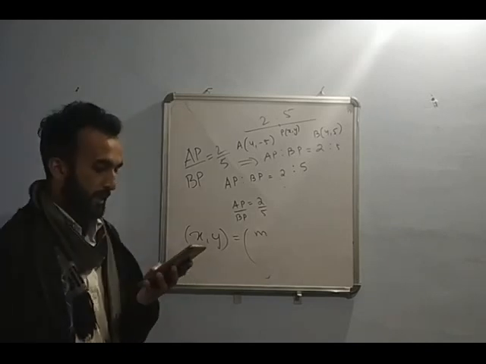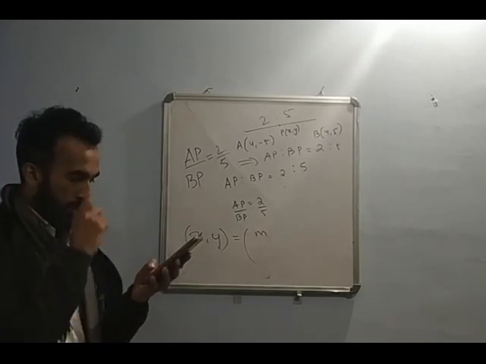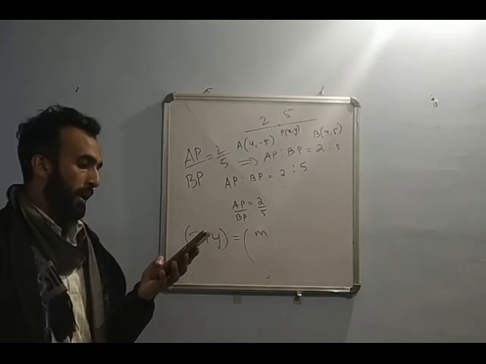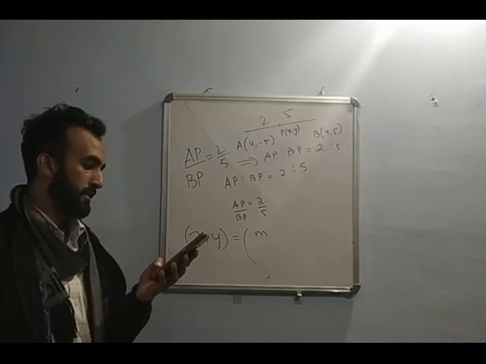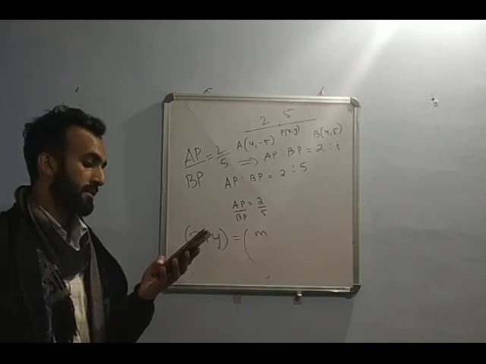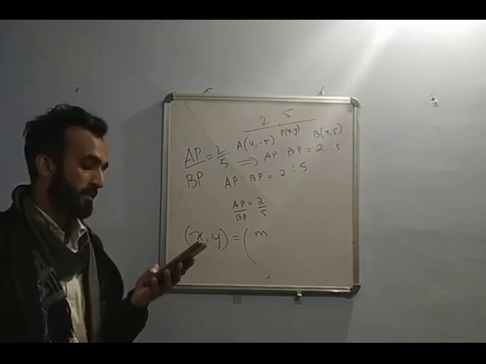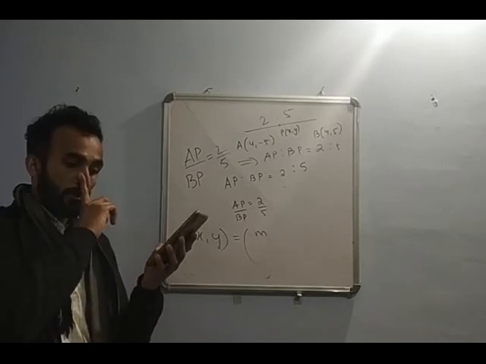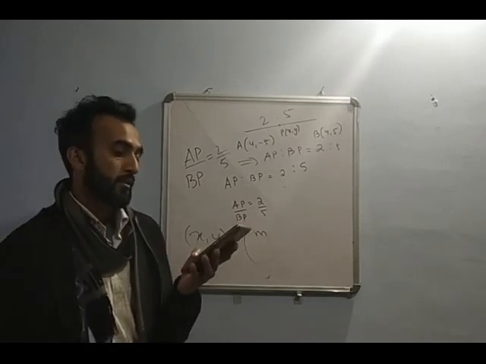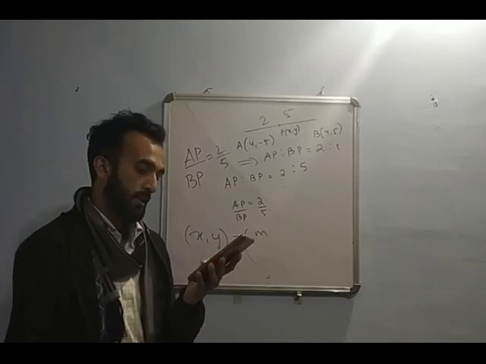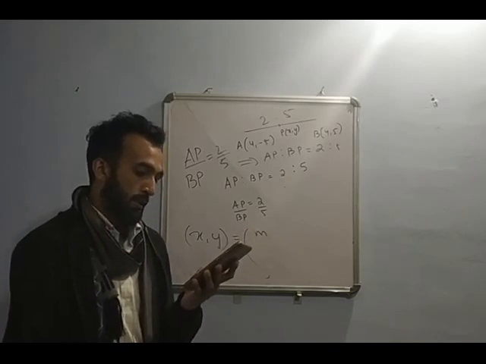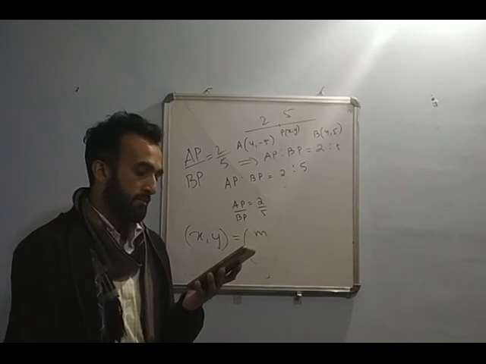Now next, number 11. Find the ratio in which the y-axis divides the line segment joining the given points. The y-axis divides means the point of division is 0 comma y. Remember, this is similar to question number 8, which I have already solved. Now this 11 also you do by yourself.